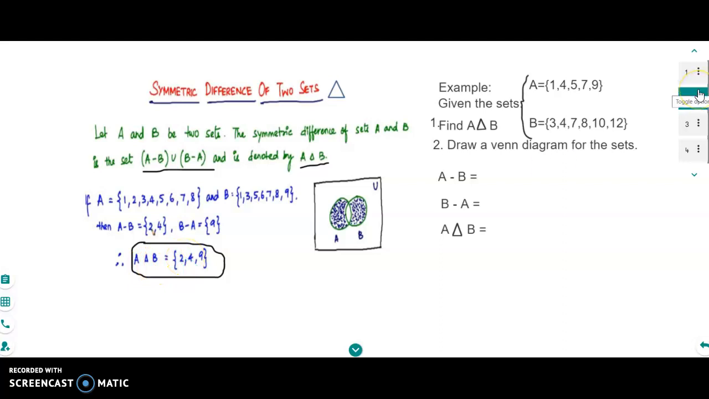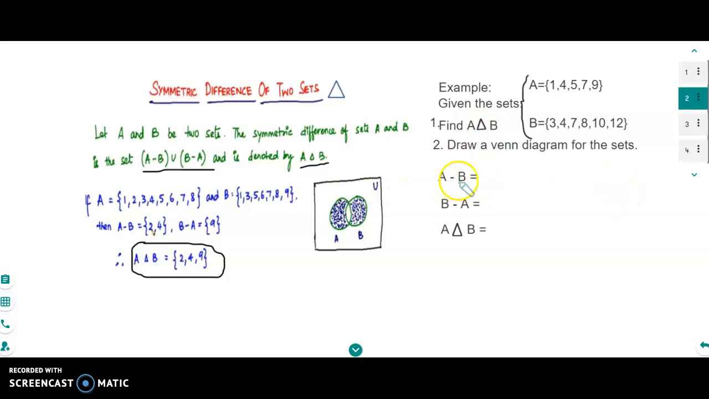And now let's start with an example. We are given the sets A and B. We have 1, 4, 5, 7, and 9 in A, and 3, 4, 7, 8, 10, and 12 in B. So we are going to find the symmetric difference, and we do these steps.